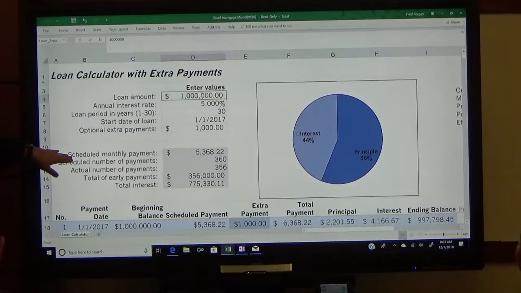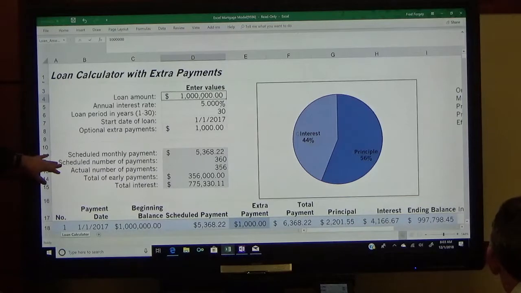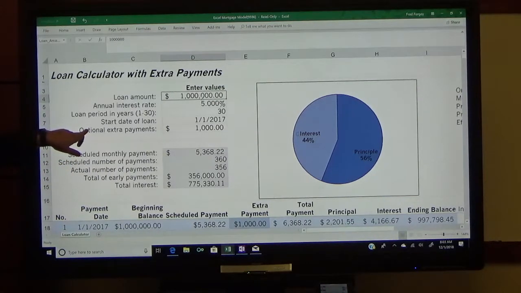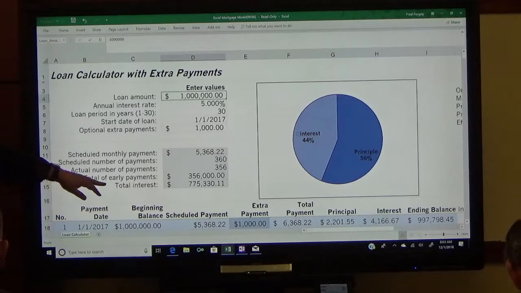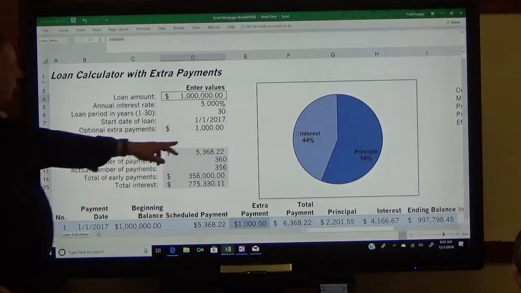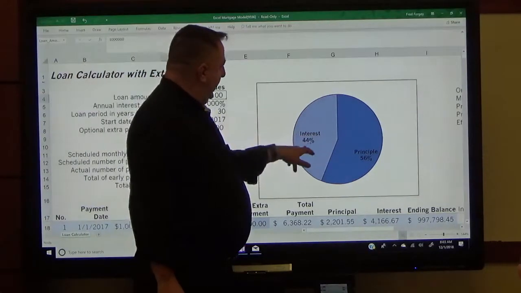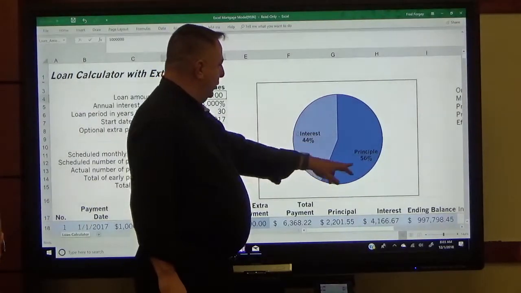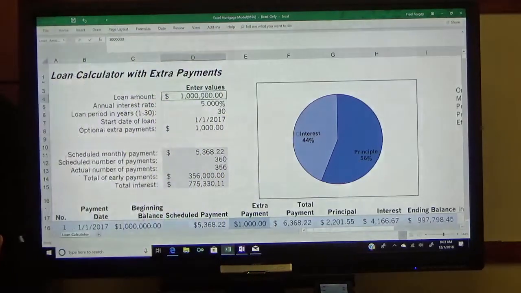Obviously, it calculates automatically our scheduled monthly payments. We'll go through some of that here in a second. The total number of payments, but because we make that extra $1,000 a month payment, reduces us down by a few payments, really not as much as you might think. And then obviously the total interest. But it's also interesting to note up here, in this particular case, 44% goes toward interest, 56% toward principal.